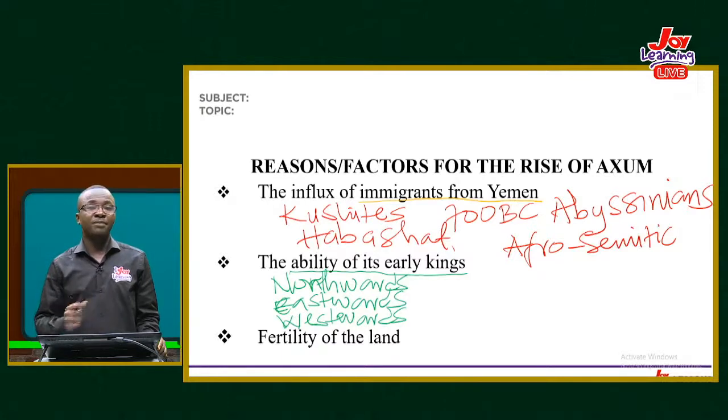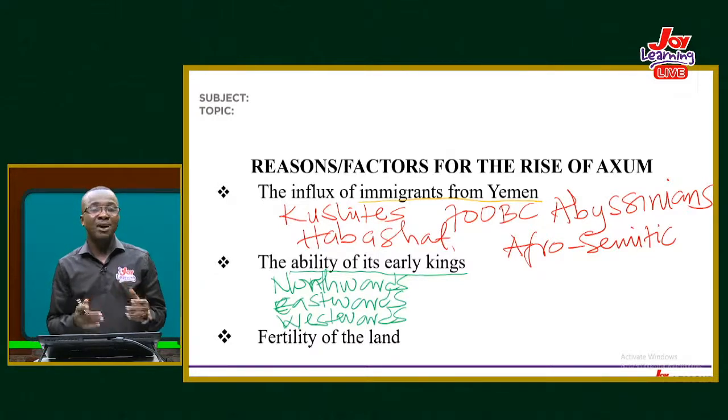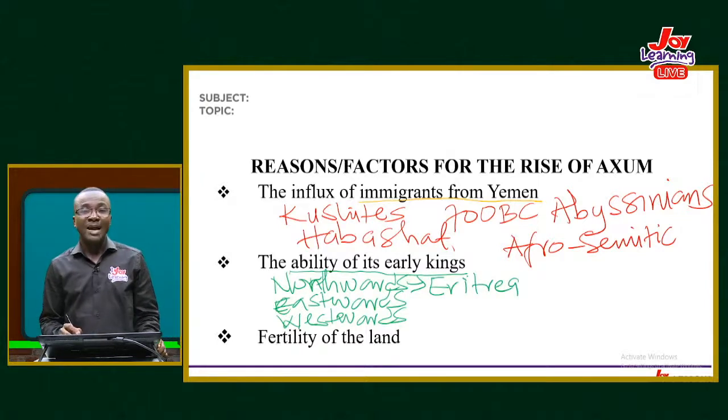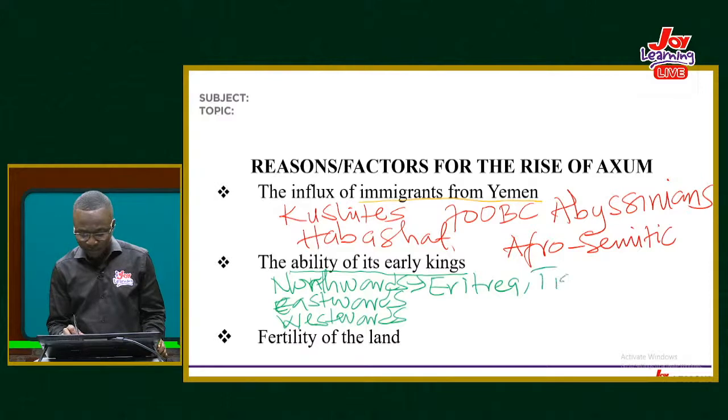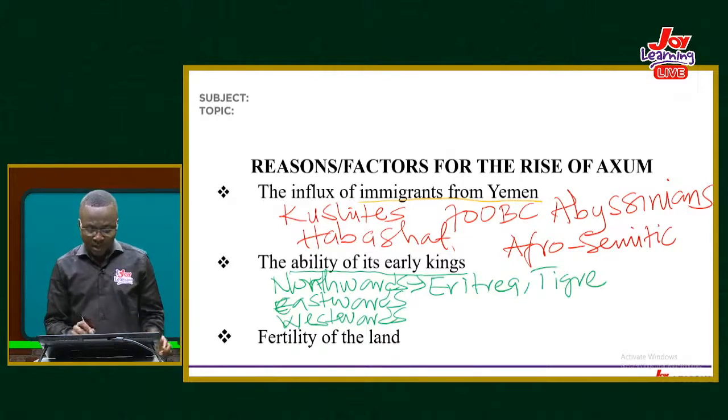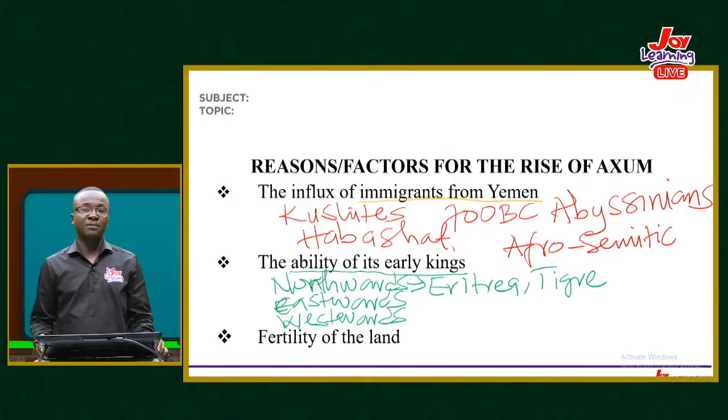Now, in the north, we are told that the kings of Axum attacked and conquered the territories around Eritrea. That's to the north. The territories of Eritrea as well as Tigray. So the kings were able to expand the territories of Axum from where they were in southeast of Meru and then moved northwards, conquered the people of Eritrea as well as the people of Tigray.